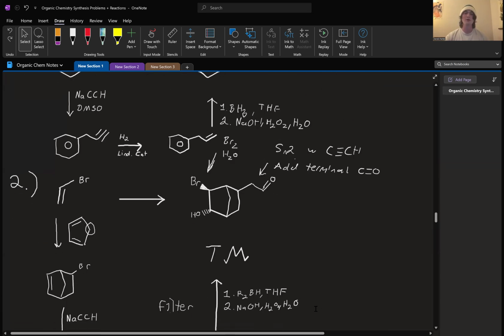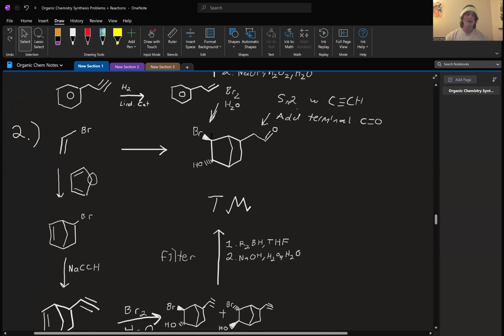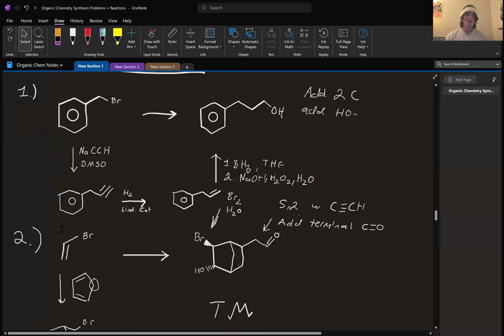So for number two, what we have here, I don't know why this is here. That should not be here. For this reaction here, we have a starting alkene with a bromine attached, and we're creating a cyclic molecule that adds two carbons here, and also an anti-Markovnikov addition of a carbonyl group. And on the cyclic ring, we have an anti-addition of a bromine and a hydroxyl group.